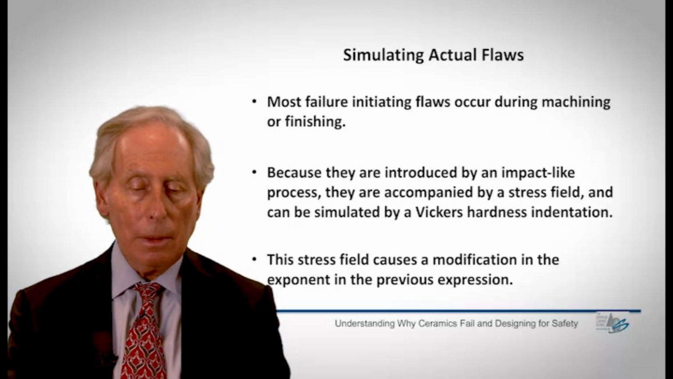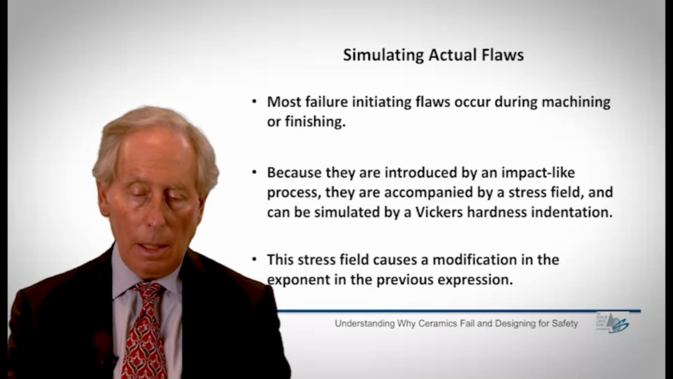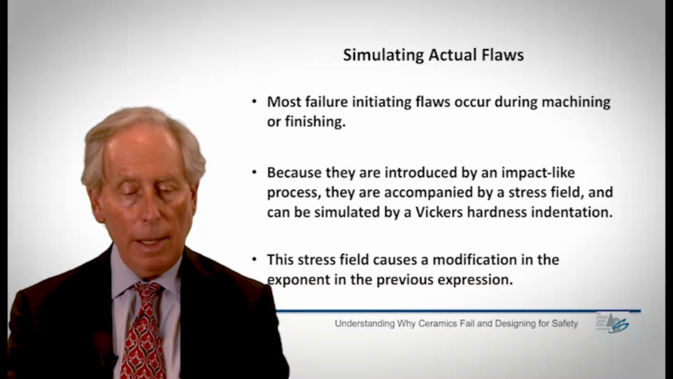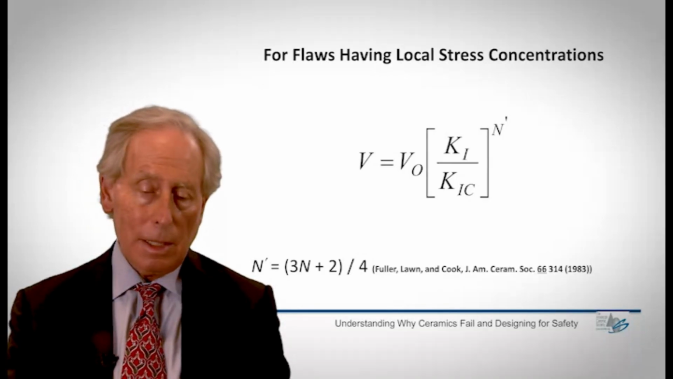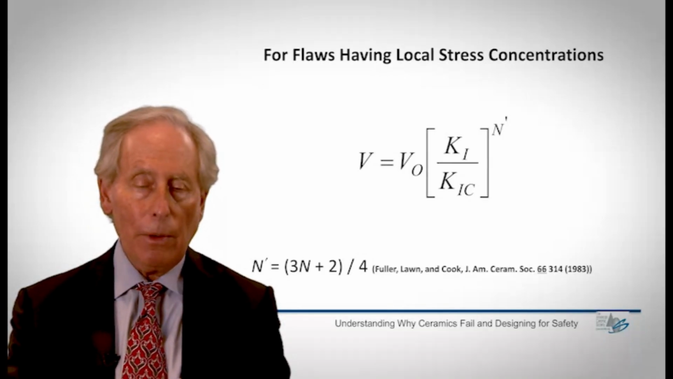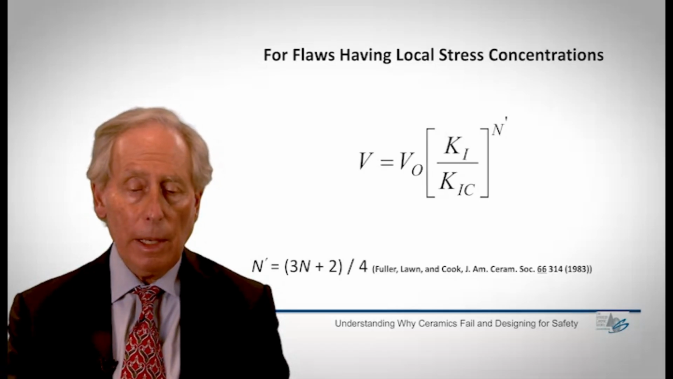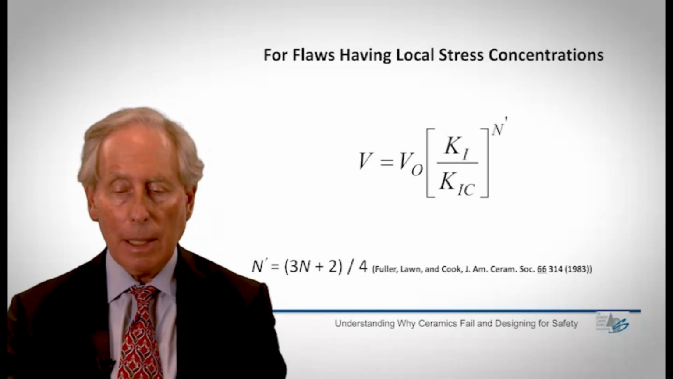All of that stress and the flaw itself can be simulated using a Vickers hardness indenter. By doing this, we cause a modification in the exponent in the expression I just showed. It doesn't change the equation at all, but instead of the value of n, which we would get from fracture mechanics tests, we use an n prime, which is directly related to n mathematically. This just means that we have a more realistic value for this exponent to use in our calculations than we would have if we didn't make this assumption.